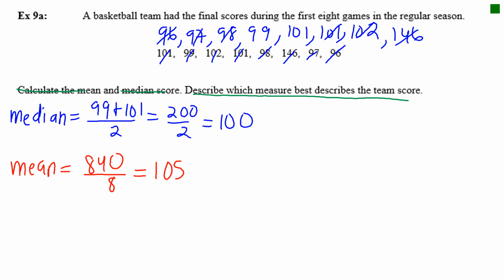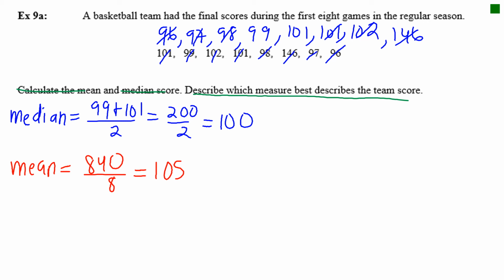So if you had to describe which one of these better represents a team score, it would be the median, because the difference between the actual score and 100 is much less. Okay, this team is more likely to score 100 points on any given night than they are 105. That's not to say that they won't ever score 105. They're just more likely to score 100 points. Obviously, what's throwing off the data here is the fact that there was one game where they completely dominated and they got 146 points, which is not usual for them, anyways.